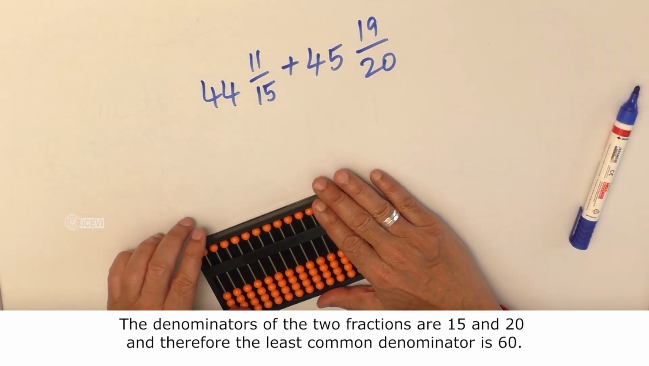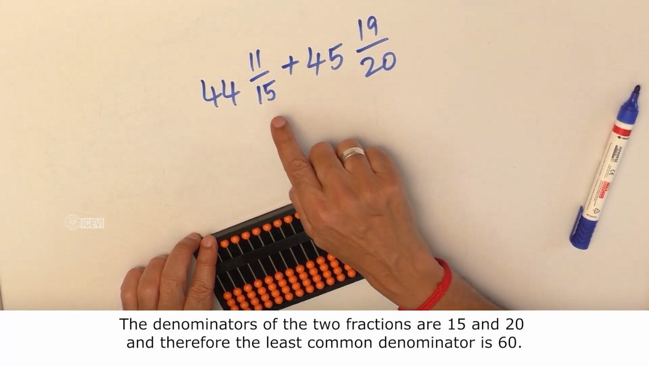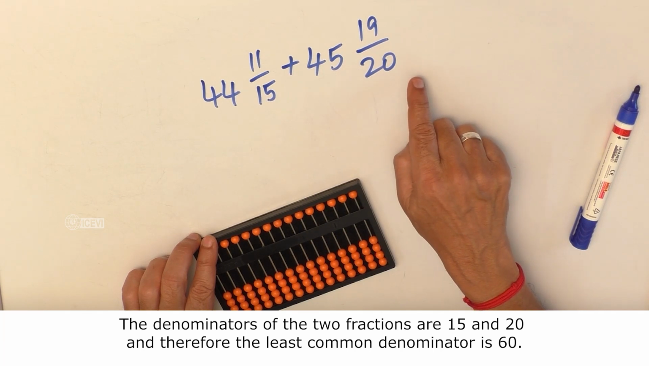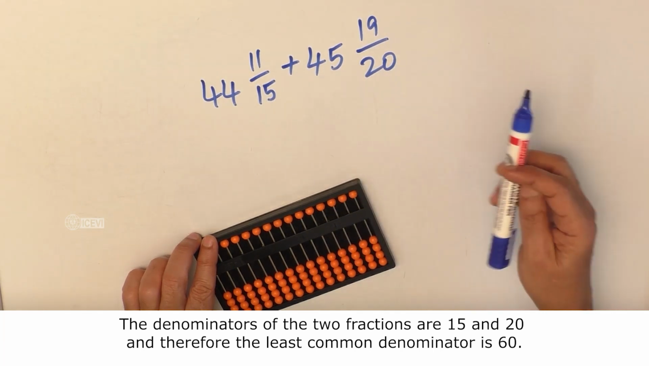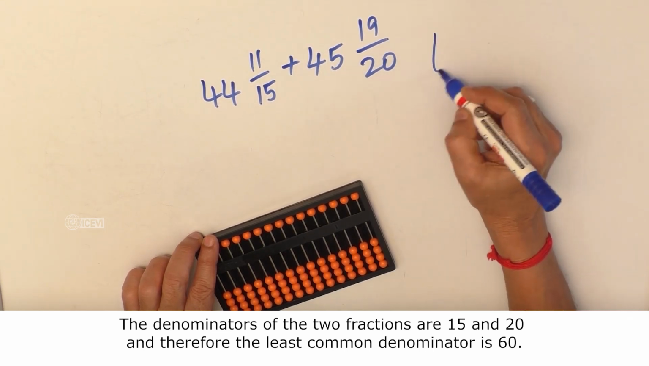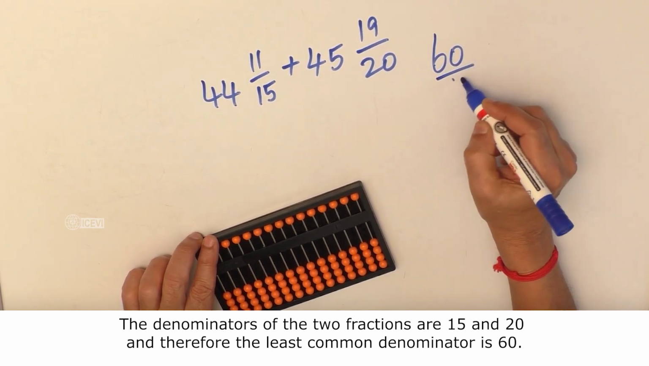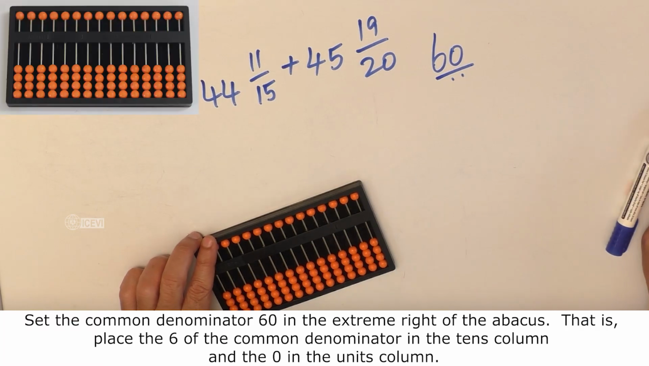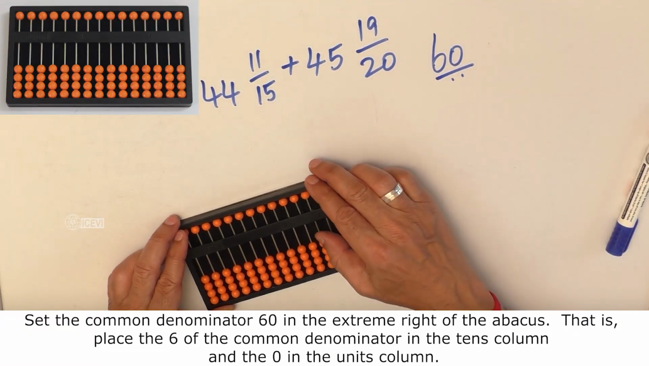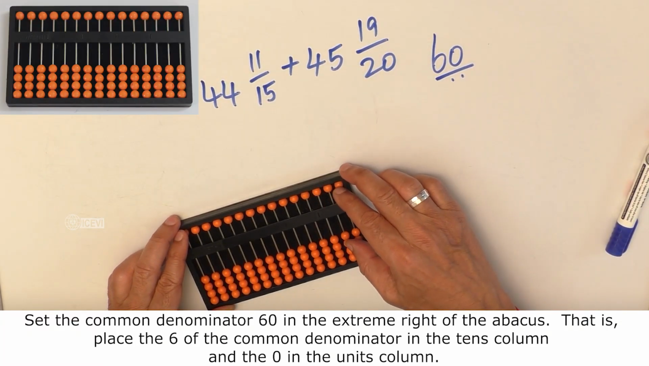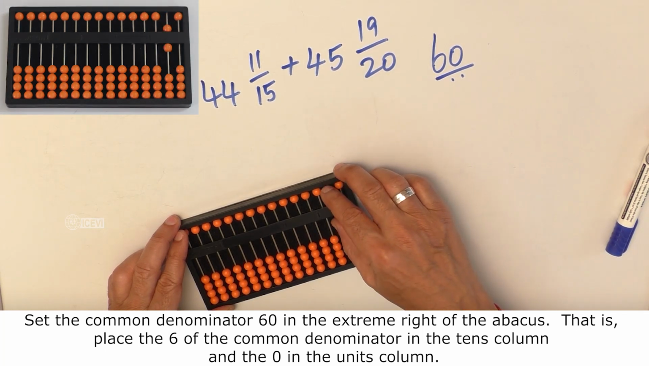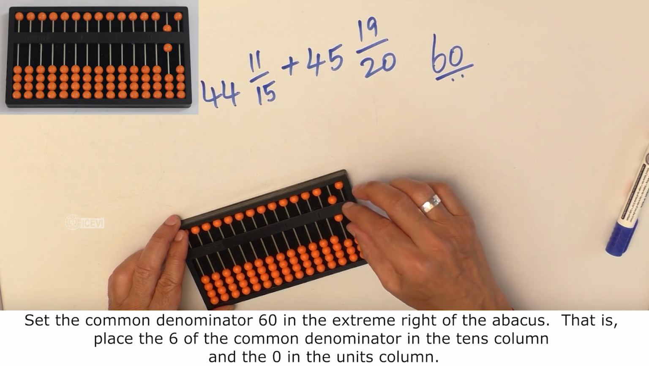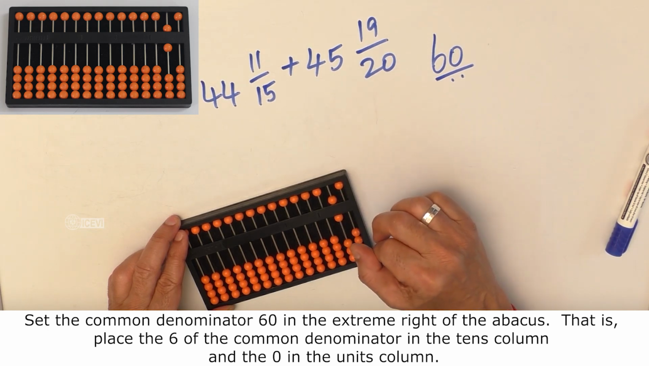The denominators of the two fractions are 15 and 20, and therefore the least common denominator is 60. Set the common denominator 60 in the extreme right of the abacus. That is, place 6 of the common denominator in the tens column and 0 in the units column.